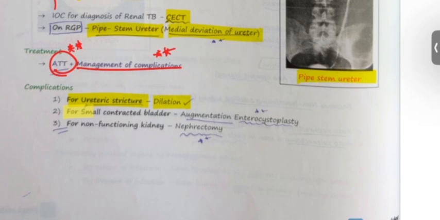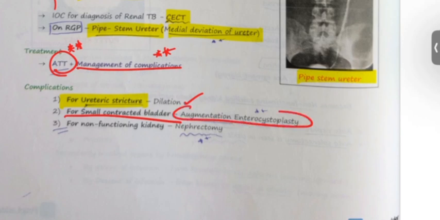Okay, for a small contracted bladder, this is the treatment. Stricture of the ureter can happen and the treatment is dilating the ureter. For a small and contracted thimble bladder, we will have to do augmentation enterocystoplasty. That is, we will have to get tissue from somewhere else and do the augmentation of the small contracted bladder. Entero means intestine; usually they take some tissue from the intestine and put it into the bladder, that is enterocystoplasty. And for a non-functioning kidney, just like all other conditions, it is nephrectomy.